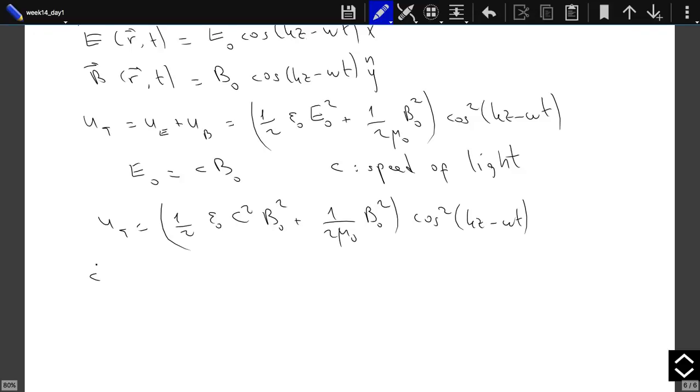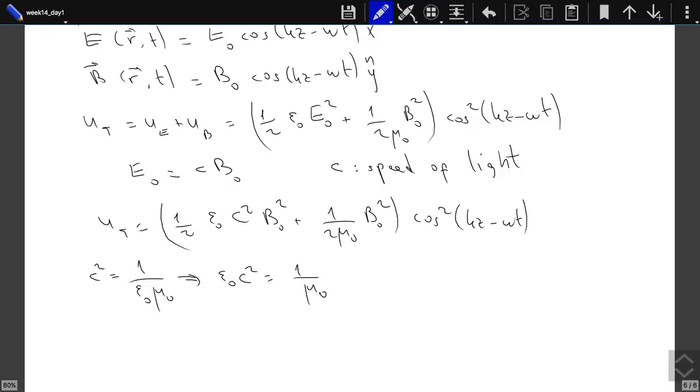But remember, C squared is 1 over epsilon 0 mu 0, or epsilon 0 times c squared is nothing but 1 over mu 0. So both of those terms are equal. Here, epsilon 0 c squared is equal to 1 over mu 0.